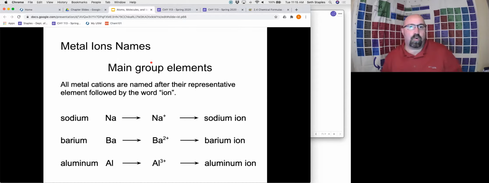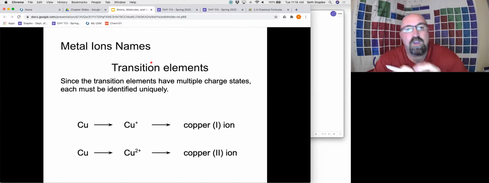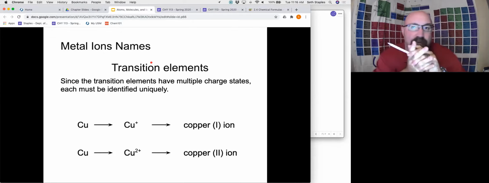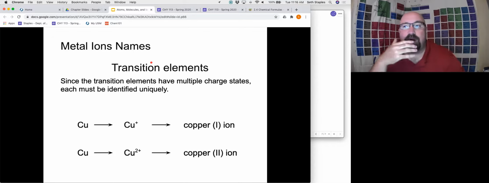And so, like I said, when we're talking about the main group elements, our group 1 and 2, and then our non-metals, for all metal ions we simply put the word ion at the end of it. So a sodium ion, barium ion, aluminum ion, and so forth. For the transition elements, now is when we have to use something to indicate what the charge is going to be. Because again, I can say sodium ion, and you know from sodium's position in the periodic table that it's going to form a +1.